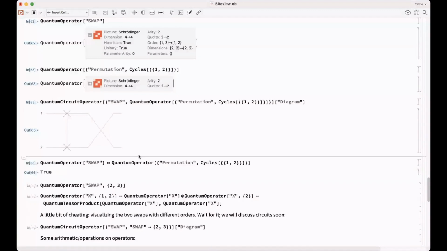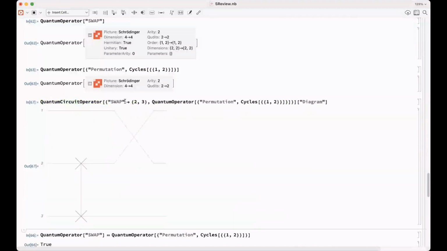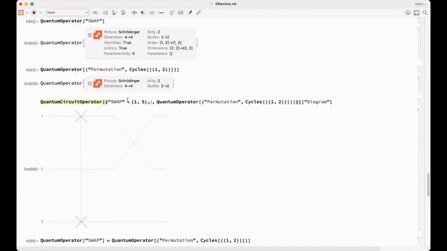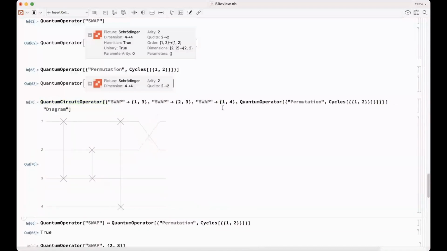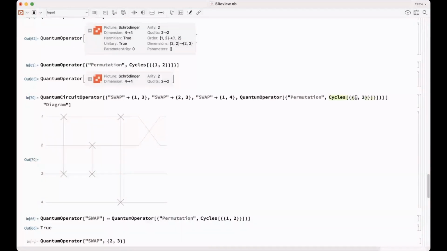For example, we can say, okay, what if I change the order of swap, and what's going to happen? If you are not familiar with how order works, just wrap it as a quantum circuit operator and look at the diagram. Now it gives you a better understanding. Look, the first swap acts on the first one and the third one, then the next one on the second one and the third one, and then the next swap acts on the first and the fourth one. So you see, you can customize that. But if you do not specify it, behind the scenes we would just set it by default.